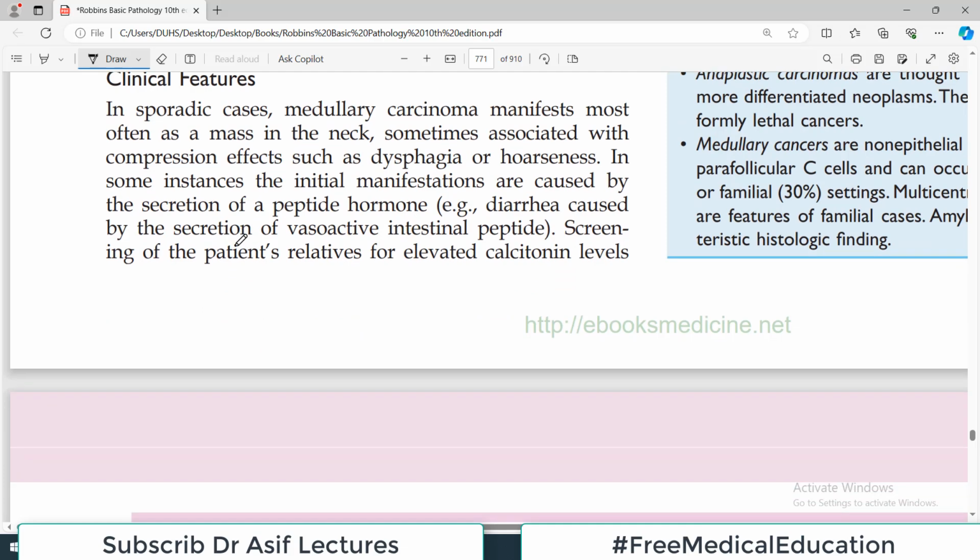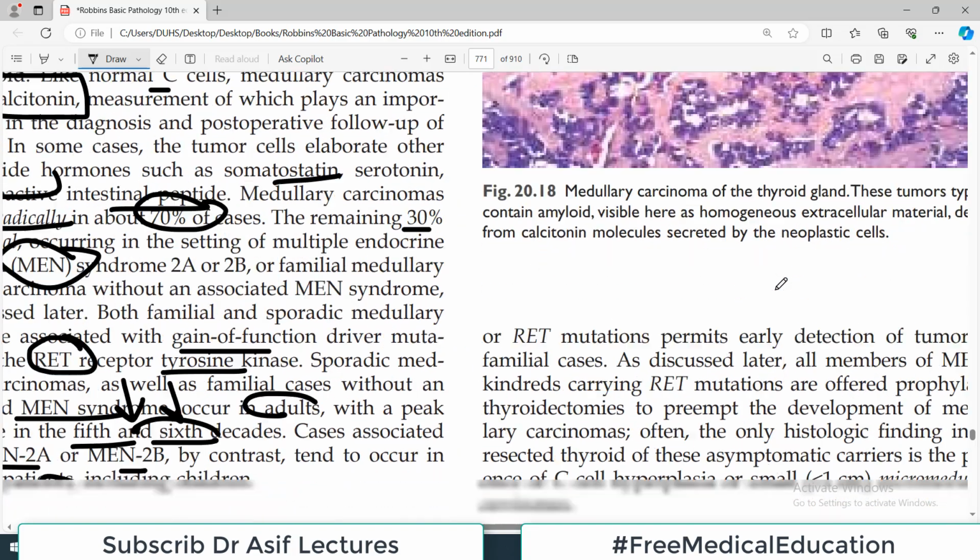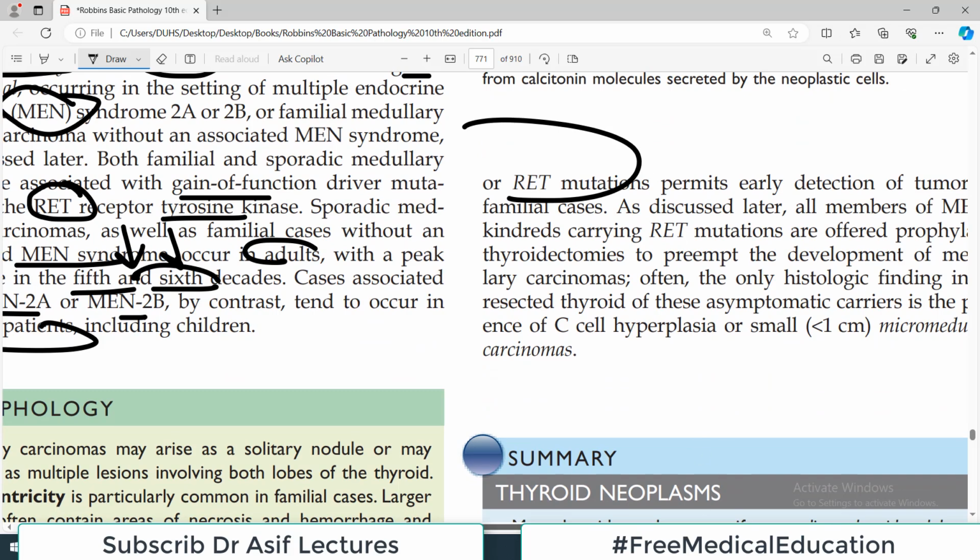Okay. Clinically, sporadic cases which are not associated with genetic mutations, medullary carcinoma manifests most often as a mass in the neck, sometimes associated with compression effects such as dysphagia, esophagus, hoarseness, larynx. In some instances, the initial manifestation is caused by secretion of peptide hormone, such as diarrhea being the presenting complaint of the patient because the patient is secreting quite a lot of VIP, which increases gut peristalsis and diarrhea and secretions as well.